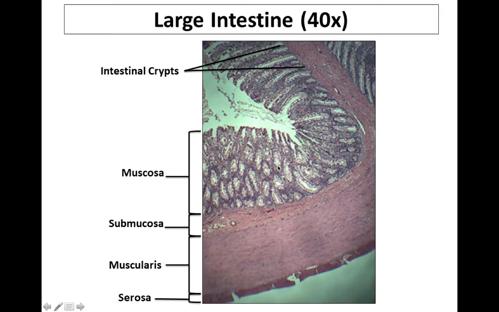So if you're not sure if you're looking at large intestine or small intestine, one of the things you can look for is how many goblet cells do you see? What's the proportion of goblet cells to simple columnar epithelial cells? If you have a whole lot of goblet cells, that's a good indicator that you're looking at the large intestine. And then below the mucosa, we have the submucosa, this layer right here, extending all the way up here. And then we have the muscularis right here, and the serosa down here.